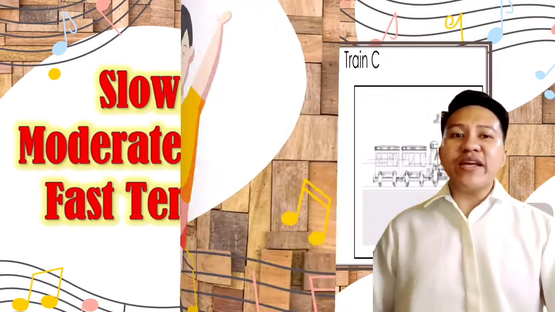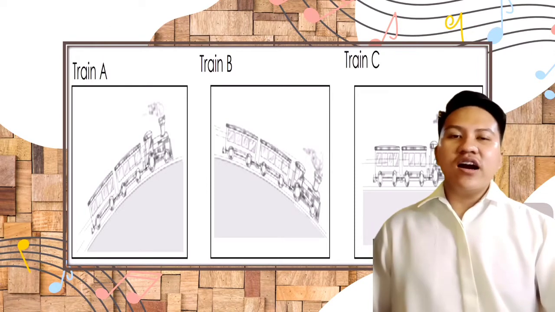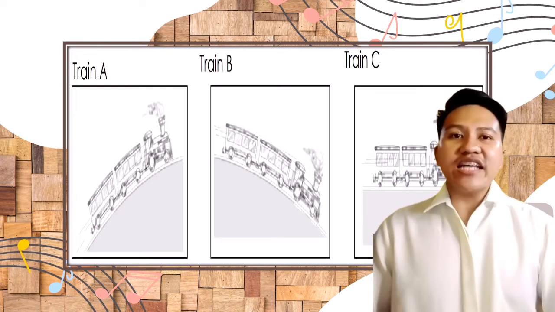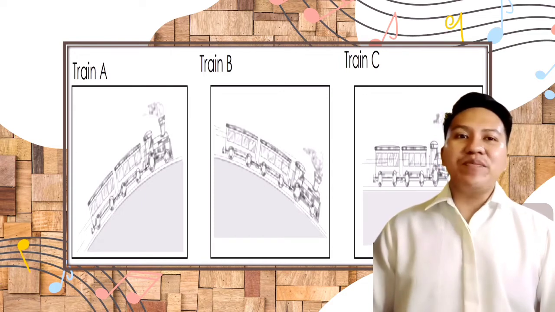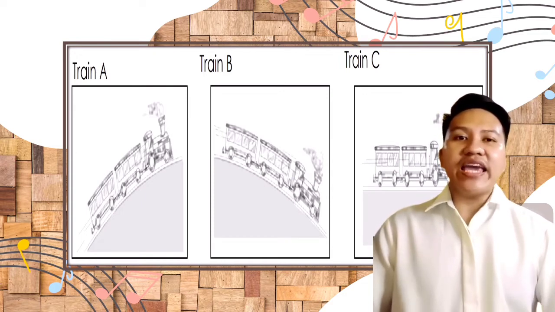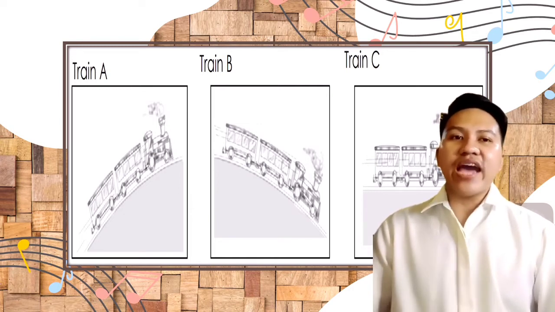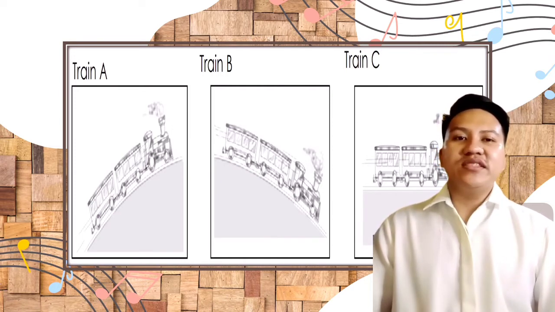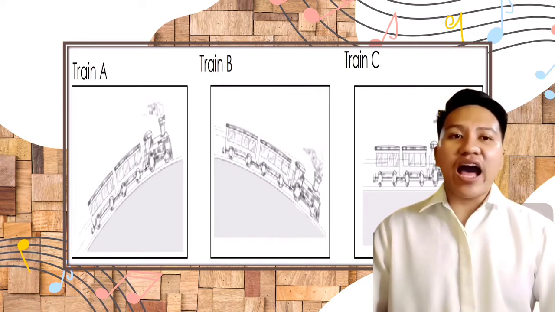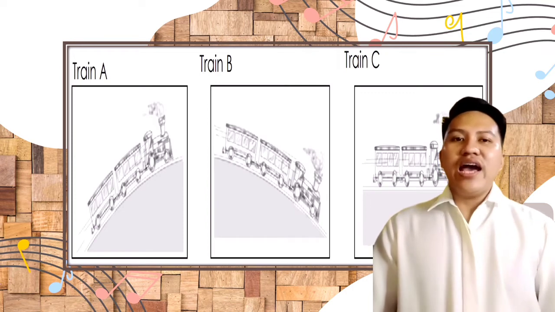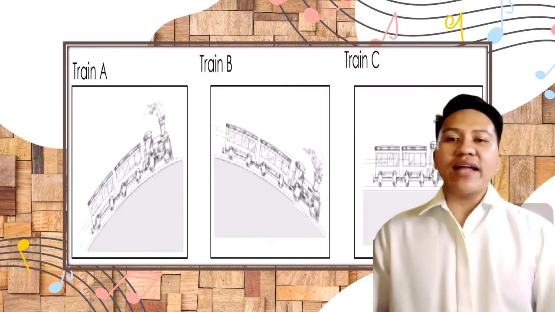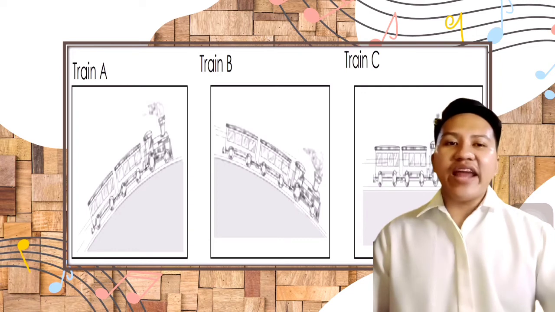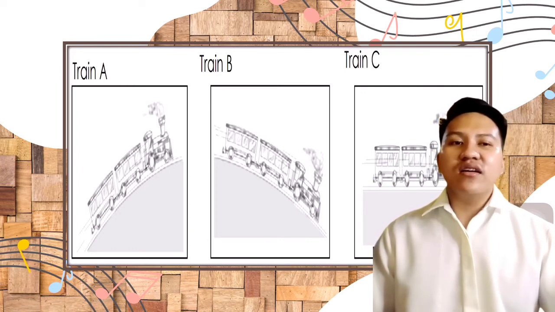Now, take a look at this picture, class. Alright, so where is train A going? Anyone? Yes, Miss Pagatpatan. Good job. The train A is going up the hill. What about train B? Yes, Miss Collis. Good job. The train B is going down the hill. How about train C? Yes, Ms. Agbanawag. Good job. The train C is going to the crossing.